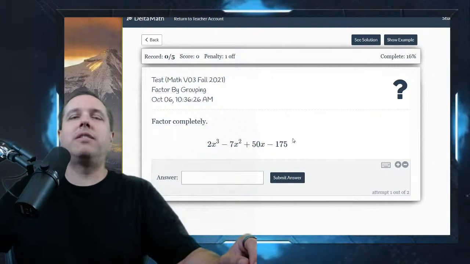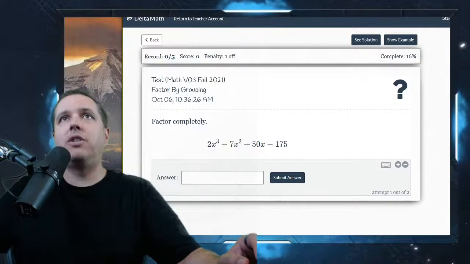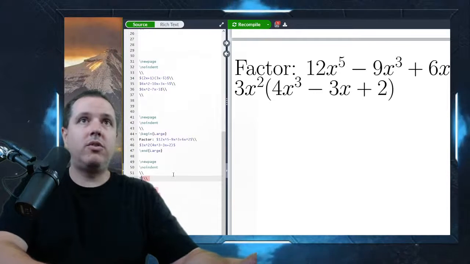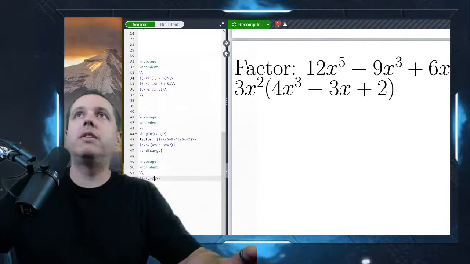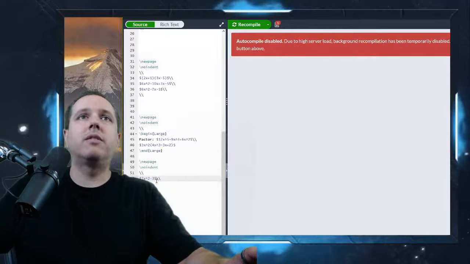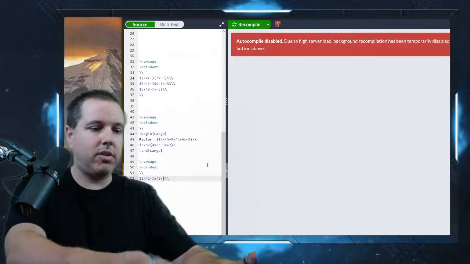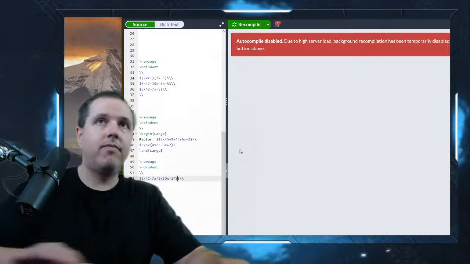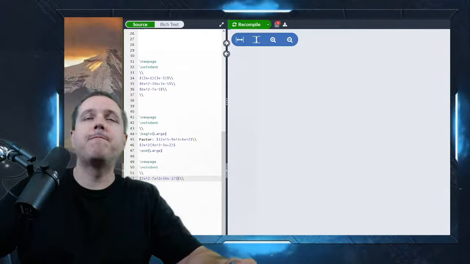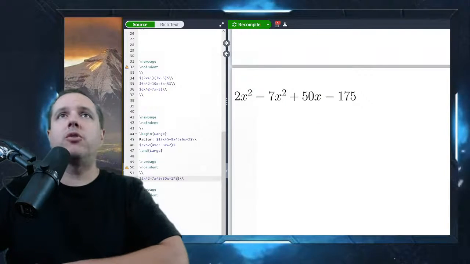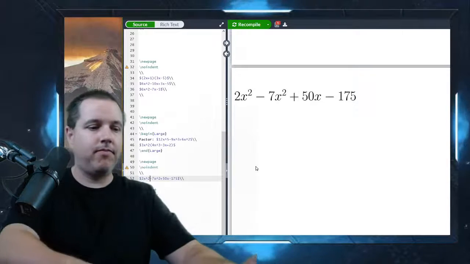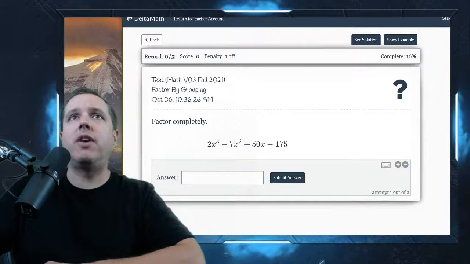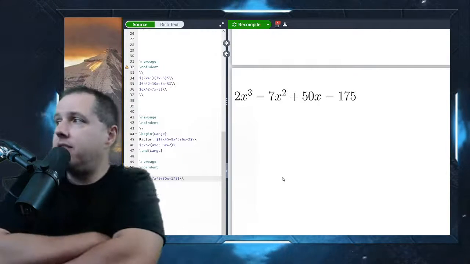Okay, so how does factor by grouping work? Let's take this problem and talk. I'll actually do this one, but we'll do it over here. So let's go. So what was it? 2x cubed minus 7x squared plus 50x minus 175. Okay, so we are going to factor this using factor by grouping.